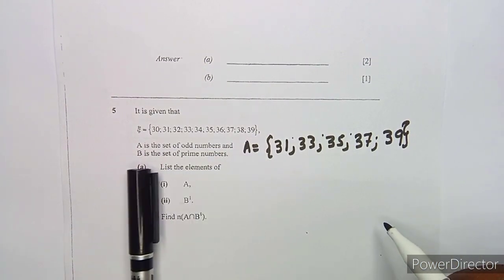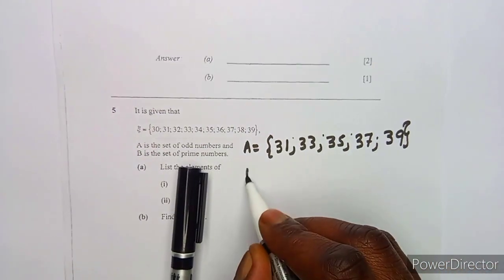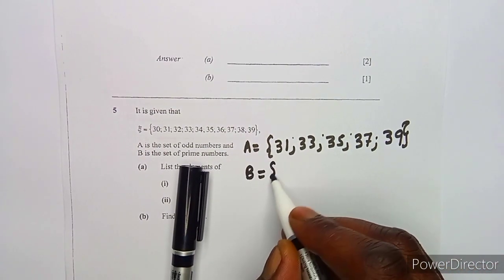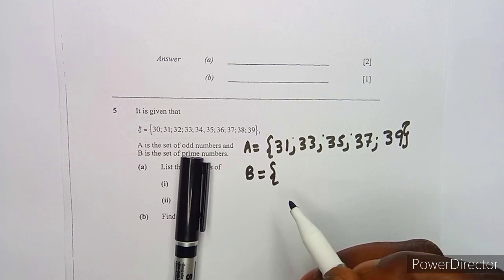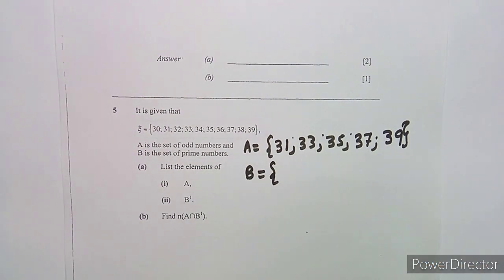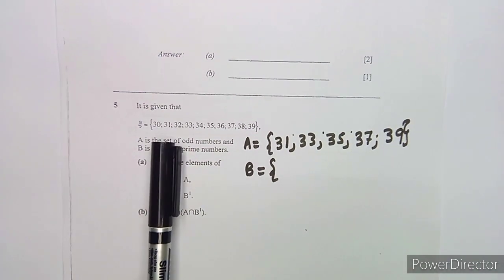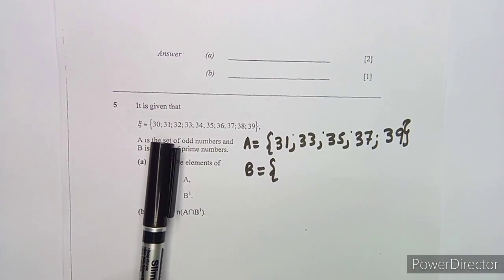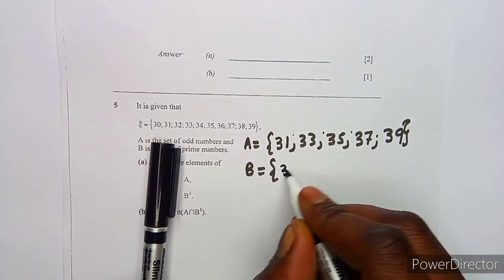Then B is a set of prime numbers. Prime numbers, don't confuse prime numbers and odd numbers. Prime numbers, we are talking of numbers which are exactly divisible by 1 and itself. So a prime number can also be an odd number, because you're talking of numbers which are exactly divisible by 1 and itself. So talking of that one, we do not have any number that can be divided into that one. It's only that one here.